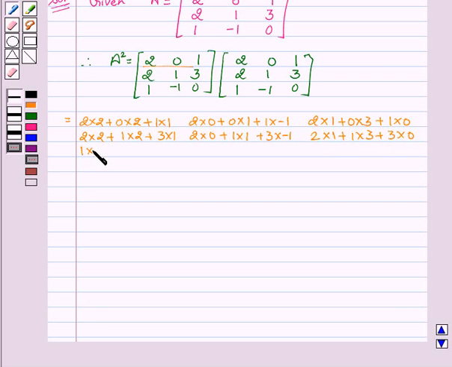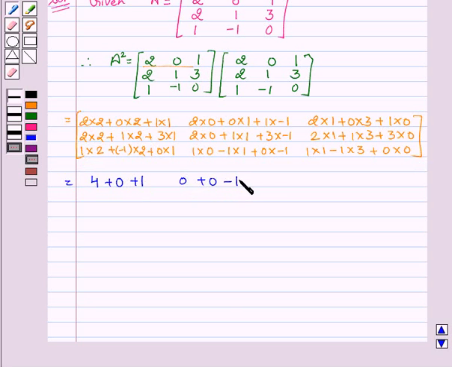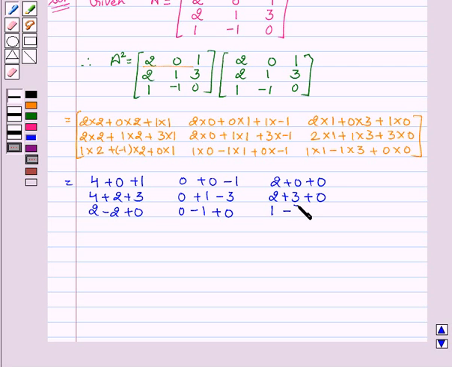Similarly, for the last row, 1 into 2 plus minus 1 into 2 plus 0 into 1, 1 into 0 minus 1 into 1 plus 0 into minus 1, 1 into 1 minus 1 into 3 plus 0 into 0. This is equal to matrix [4 plus 0 plus 1, 0 plus 0 minus 1, 2 plus 0 plus 0; 4 plus 2 plus 3, 0 plus 1 minus 3, 2 plus 3 plus 0; 2 minus 2 plus 0, 0 minus 1 plus 0, 1 minus 3 plus 0].